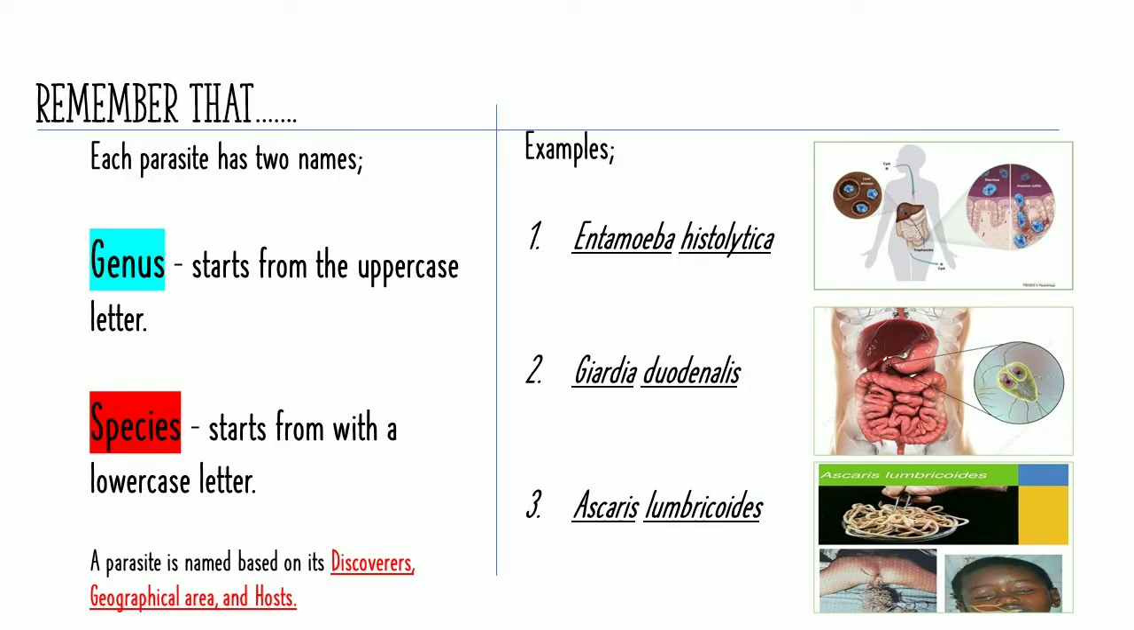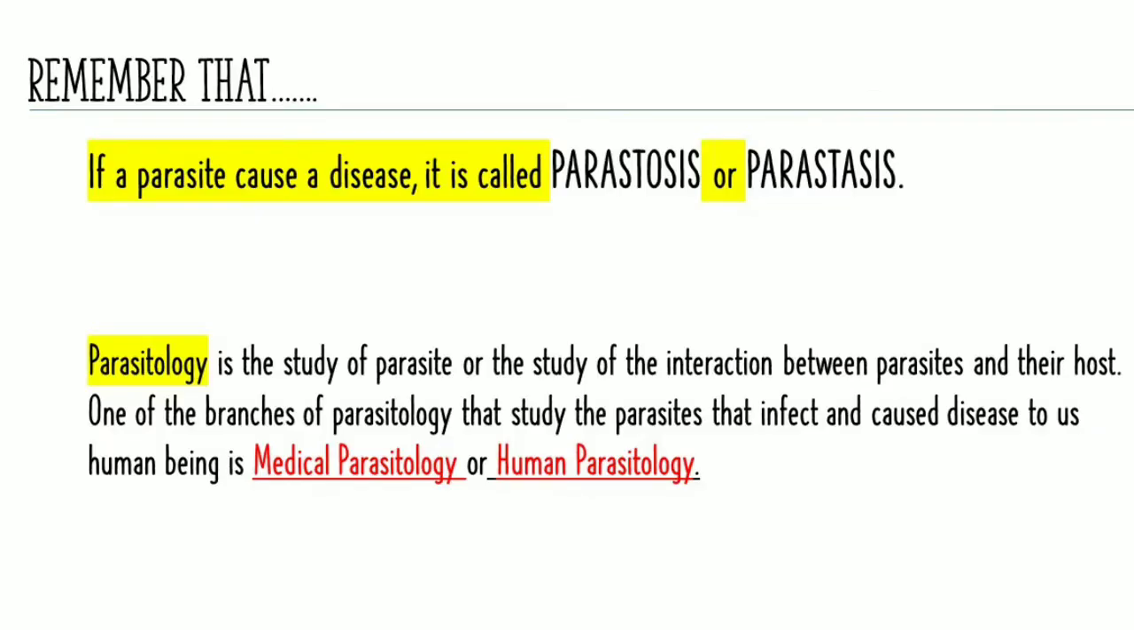Each parasite has two names, genus that starts with an uppercase letter and species that starts with a lowercase letter. A parasite is named based on their discoveries, geographical area, and the host. Examples of parasite scientific names are Entamoeba histolytica, Giardia duodenalis, Ascaris lumbricoides, and many more. Additionally, if a parasite causes a disease, it is called parasitosis or parasitism.